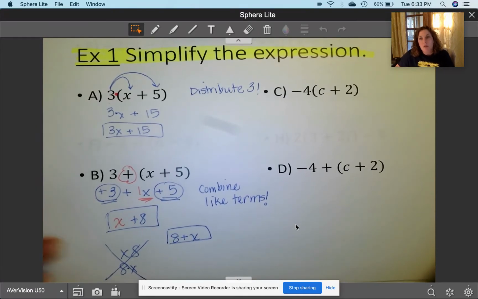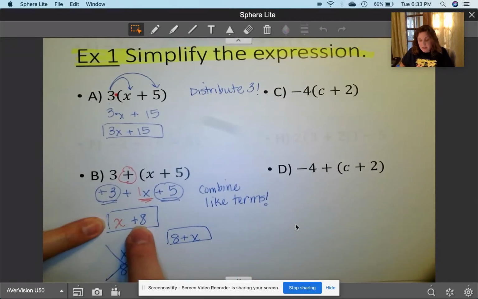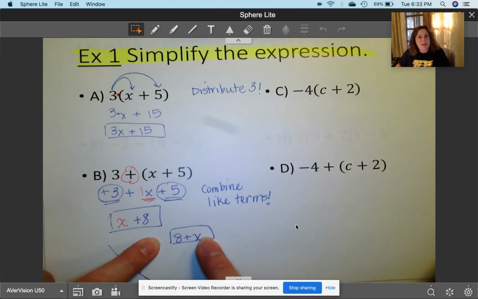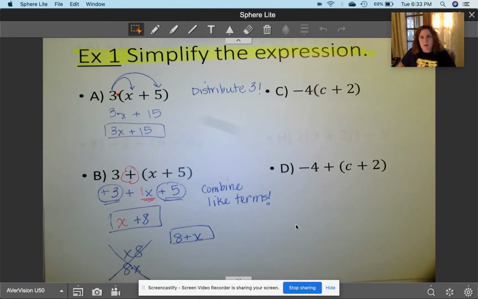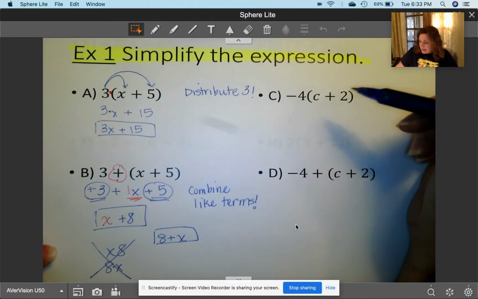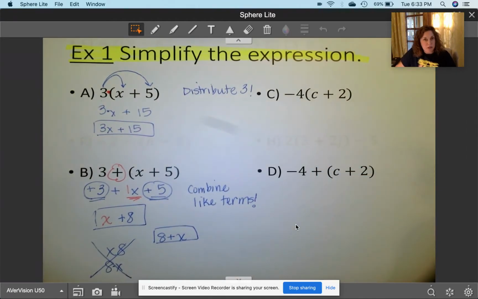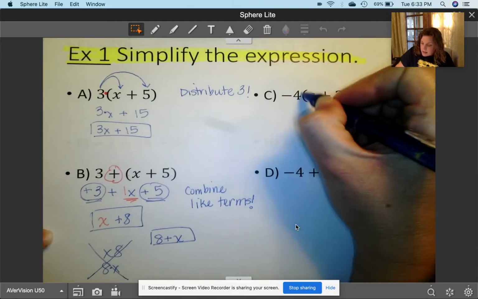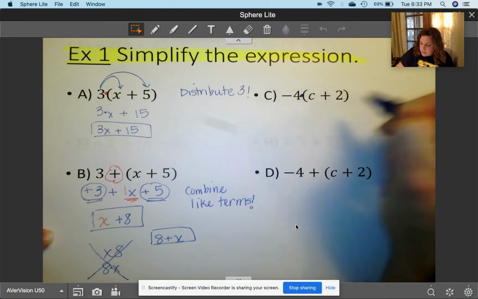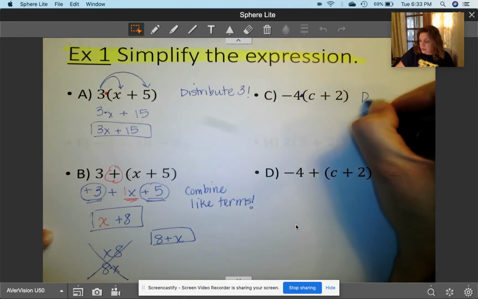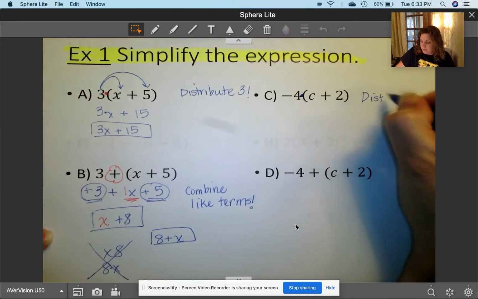Remember, the commutative property says that we can switch these orders around. In addition, it doesn't matter. So x plus 8 is the same as 8 plus x. Here again, we see the difference between these 2 problems. One of them uses the distributive property and one of them does not. So again, this is a -4 times this whole group. So this is the distributive property.